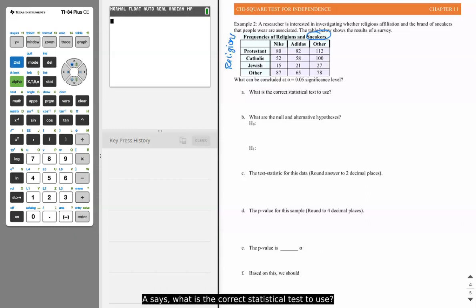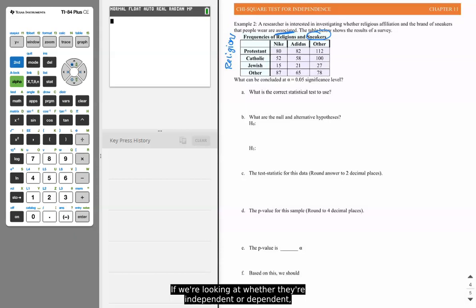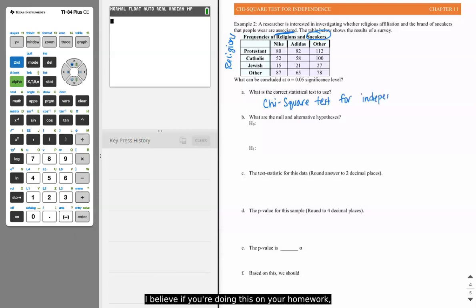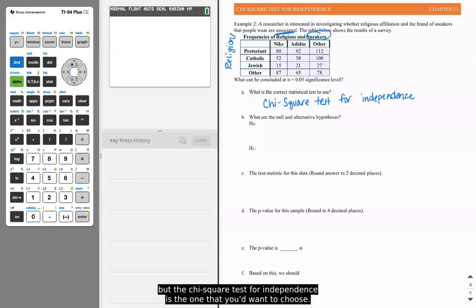So A says, what is the correct statistical test to use? Because it says the brand of sneakers that people wear are associated, they're wanting to know, are they independent or dependent? So if we're looking at whether they're independent or dependent, this is a chi-square test for independence. And I believe if you're doing this on your homework, it'll have sort of a drop-down menu, but the chi-square test for independence is the one that you'd want to choose.